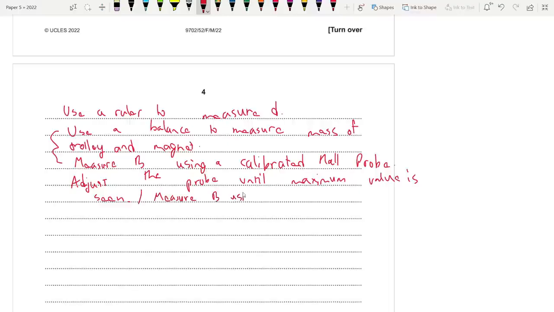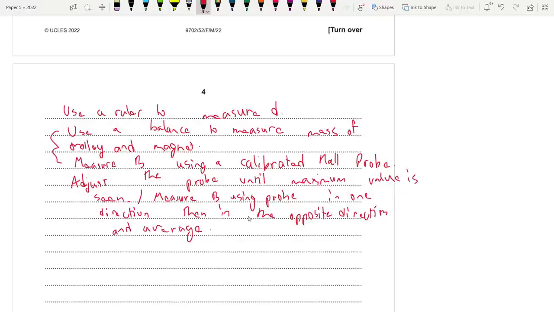Measure B using probe in one direction, then in the opposite direction, and average. Typically, guys, there are separate marks for this. Okay, there are typically separate marks for these, but basically we have too many points already. That's why they only allowed you to get one.